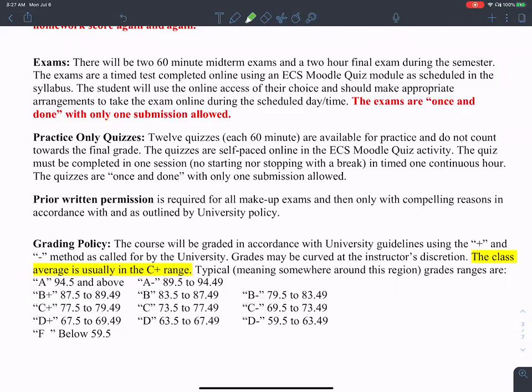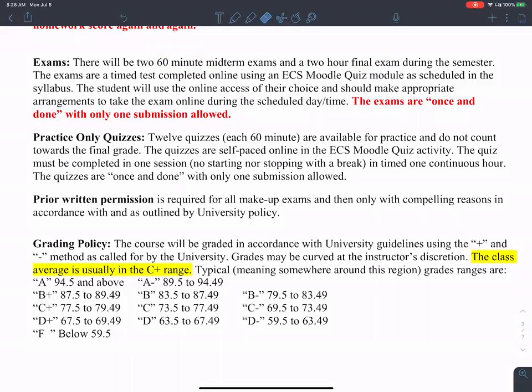The midterm exams are going to be 60 minutes, and the final exam is going to be 2 hours. The exams are once and done, so you only get one chance to take the exam. The practice quizzes are meant to simulate and model the exams.